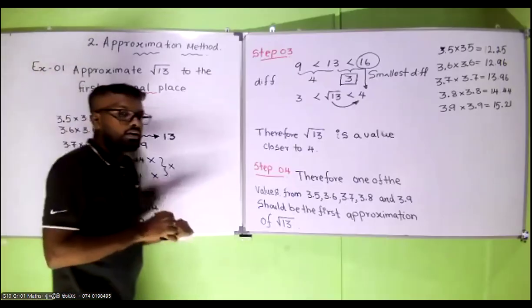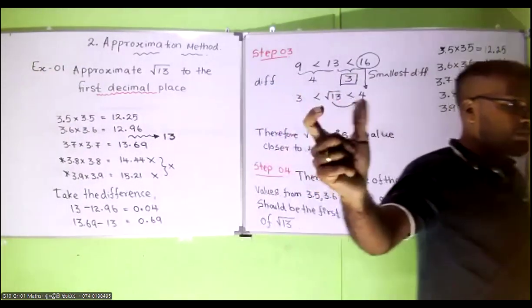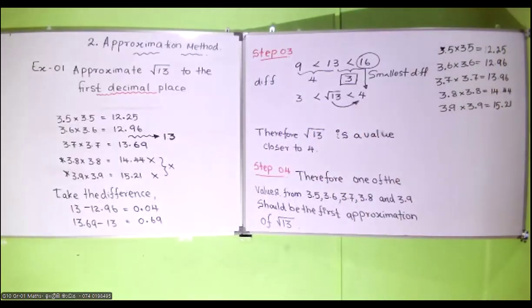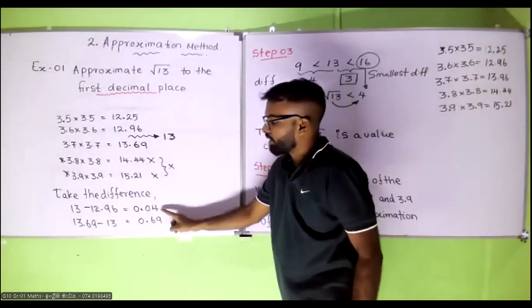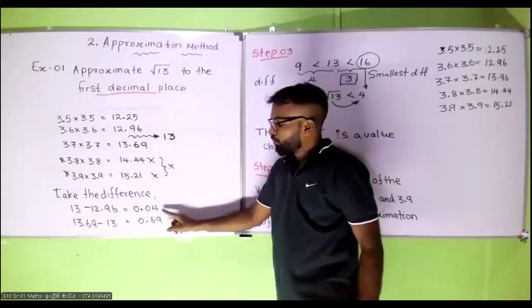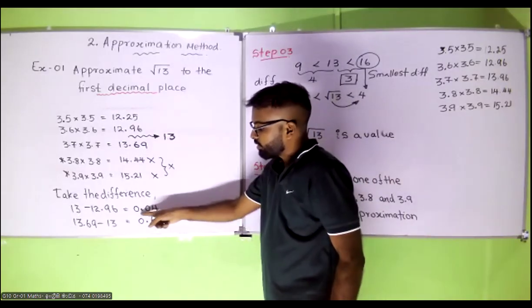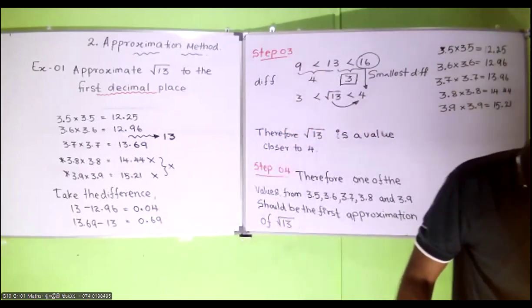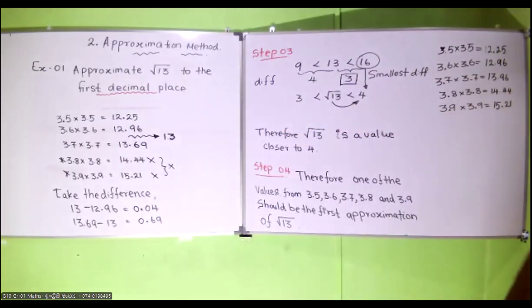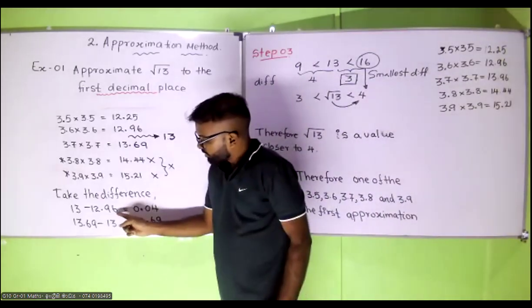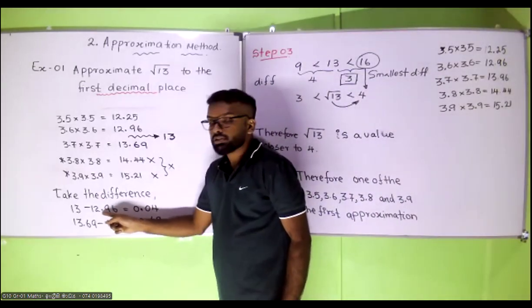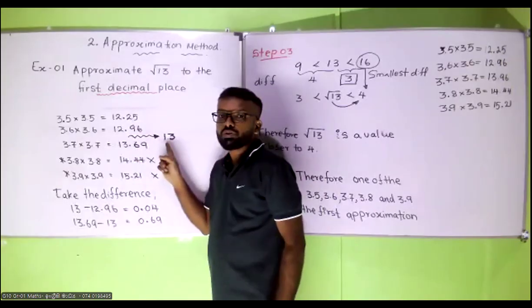Right? Now, can anyone tell me which is the smallest difference? 0.04. Right? 0.04 is the smallest difference. So by looking at 0.04, you can conclude that it gives the value 12.96. 12.96 is the closest value to 13, right?